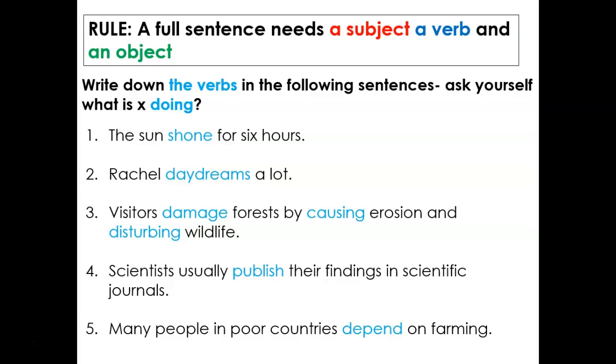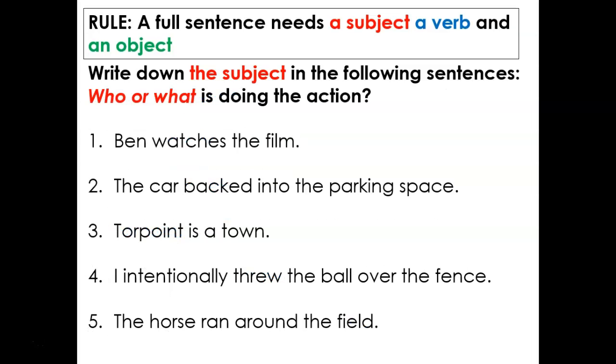Brilliant. Now in this next activity, we're going to be looking for the subject. So if you remember, the subject is the person, the place or the thing. It's the who or what that's doing the action. So as I read each sentence to you, you're going to write down what you think the subject is. So for example, we'd say number one, Ben watches the film.